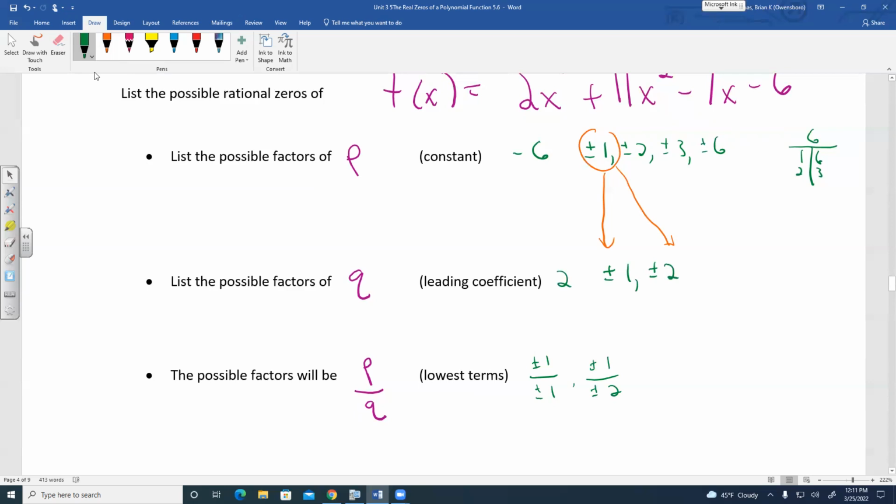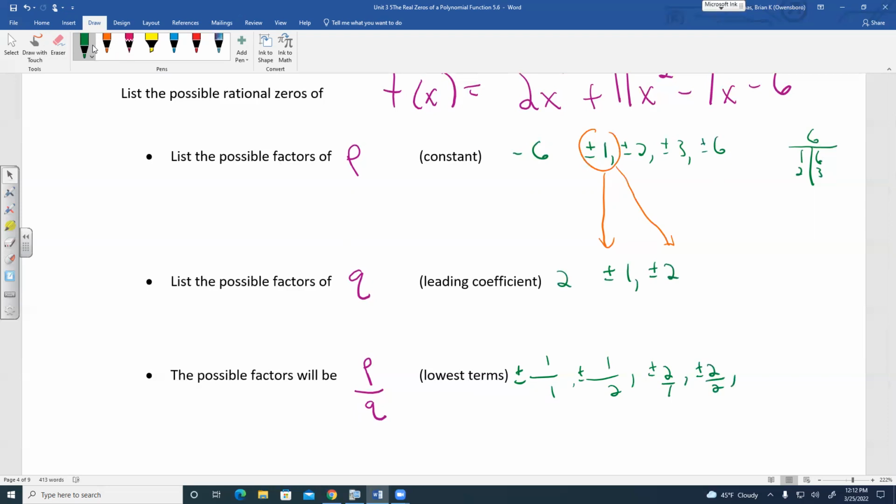Let's make that easier. Let's not put all these plus or minuses in. Let's just put the plus or minus out in front to make it a little bit less confusing. We just need one set of plus or minuses here. So plus or minus 1 over 1, plus or minus 1 over 2. Then I do the same thing with the 2. I put the plus or minus 2 over each one of these factors of Q. So it's plus or minus 2 over 1 and plus or minus 2 over 2.